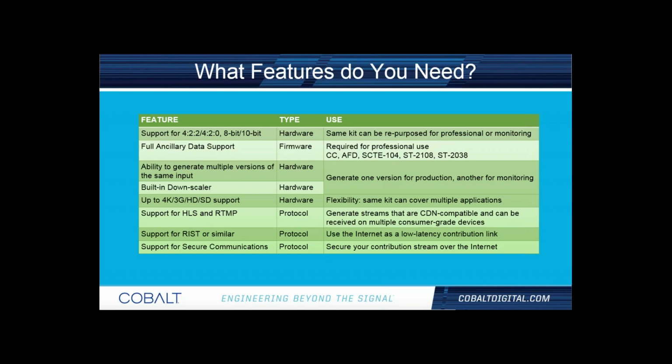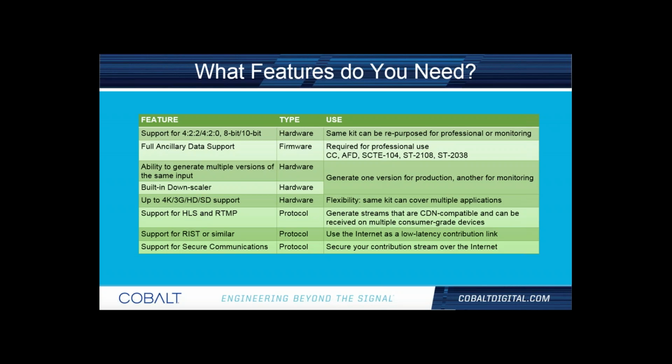The next thing you need is full ancillary data support. At the very least, you need CC and AFD, closed captioning and AFD. If you're doing any sort of ad insertion, you need SCTE 104 support, which is basically conversion from 104 to 35 on the compressed stream. If you're doing HDR, you need SMPTE 2108 support, taking in SMPTE 2108 HDR messages and putting them in the bit stream. And there is the catch-all for ancillary data, SMPTE 2038, which is transport anything. Anything you can dream of in ancillary data, you can bring to the other side with SMPTE 2038.